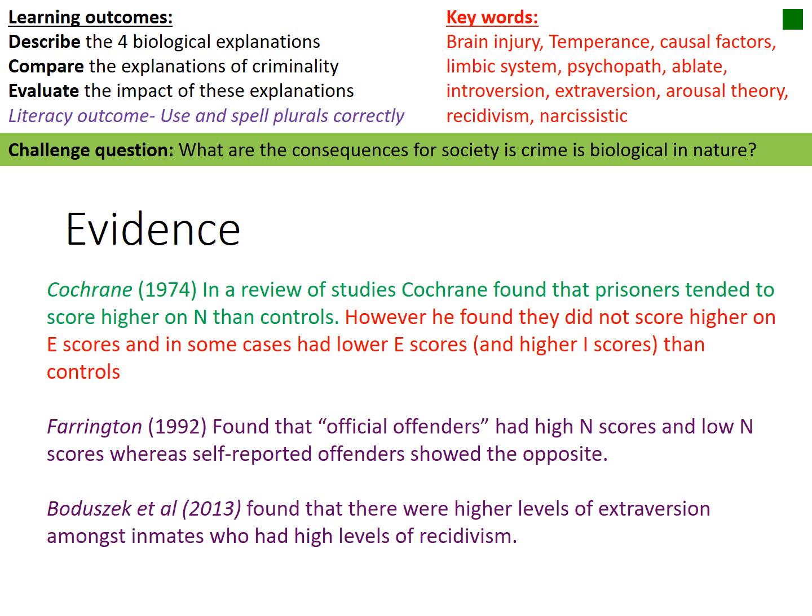Now, Farrington found that official offenders had higher N scores, but lower N scores where self-reported offenders showed quite the opposite. And again, at the bottom, Eysenck found that there were higher levels of extroversion among inmates who had higher levels of recidivism, remembering that recidivism is this idea of reoffending.